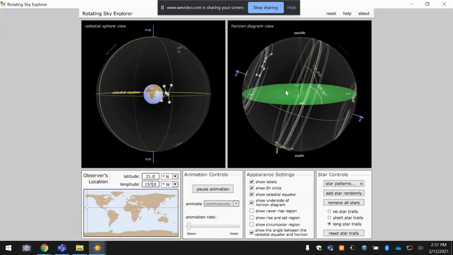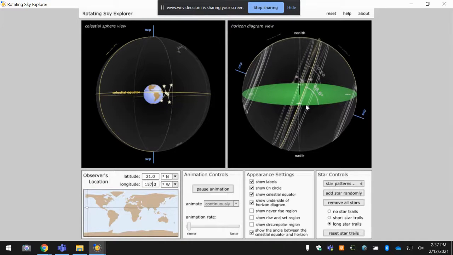And looking east, you can see the stars are going up and to the right at a higher angle than they were in Geneva. In Geneva, they were more like this. In Honolulu, they're more like this, almost straight up and down, but not quite.